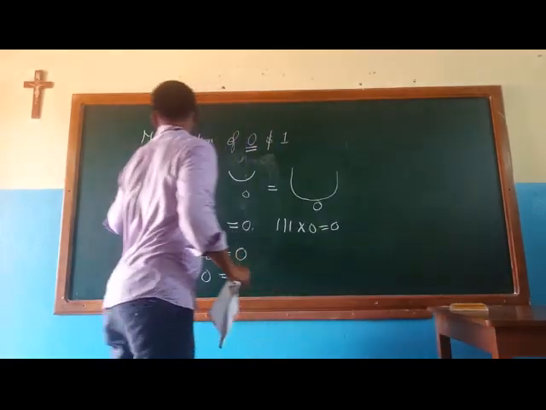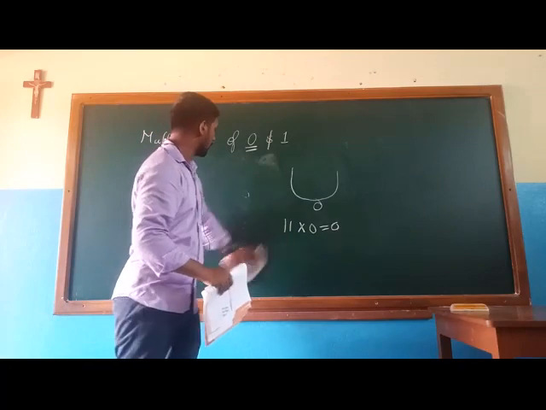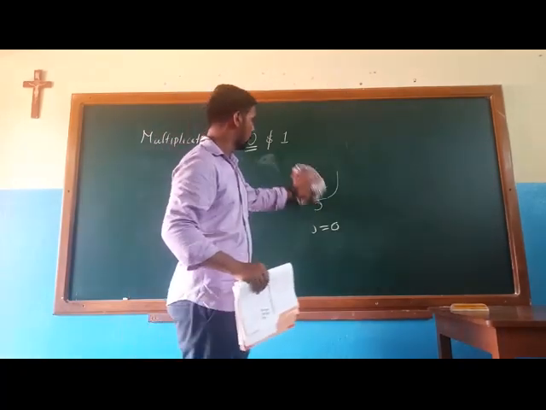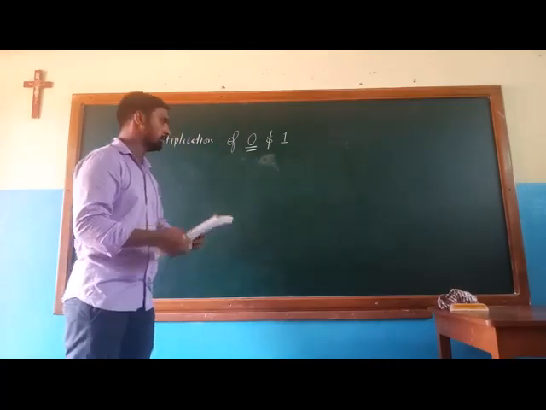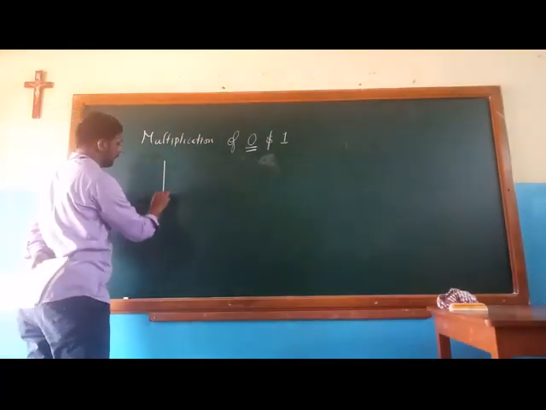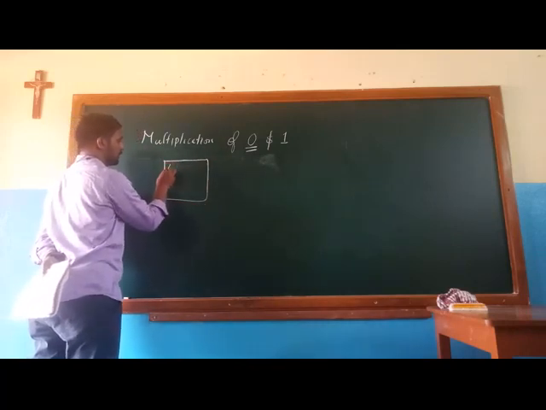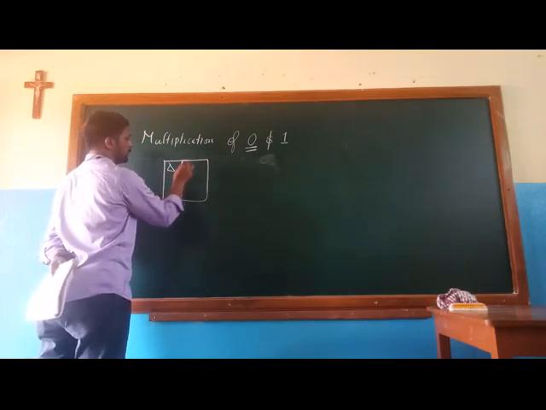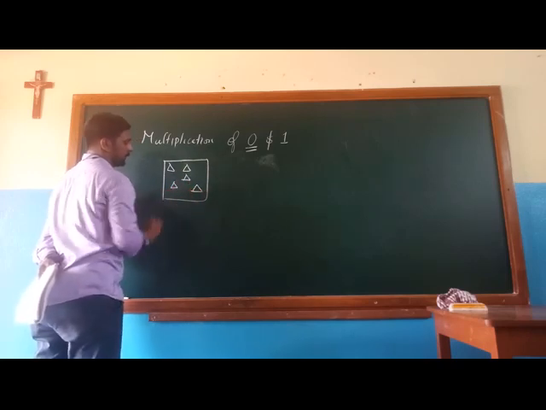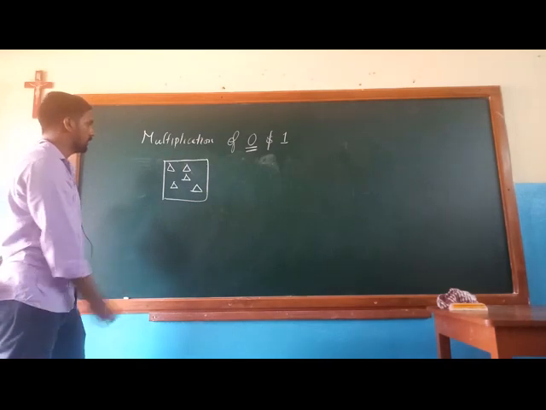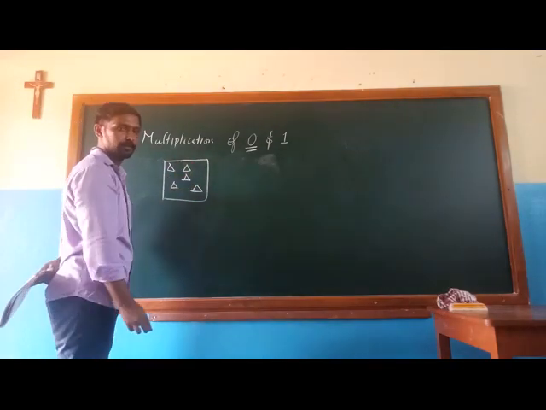So we will come to the next number. The next number is 1, so the multiplication of 1. Multiplication of 1 is a little bit different. Let us take a bigger box. There are 1, 2, 3, 4, 5 triangles, and one big basket.